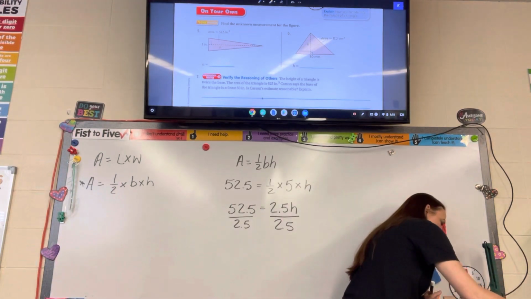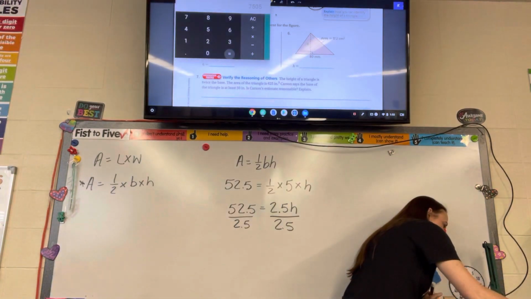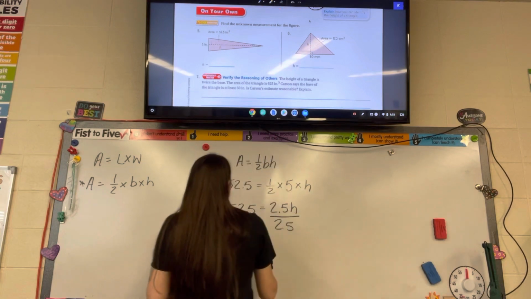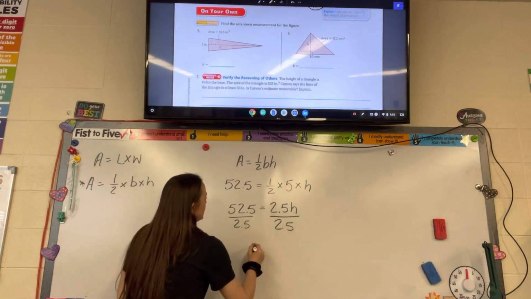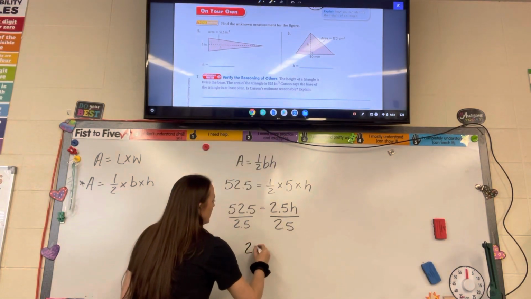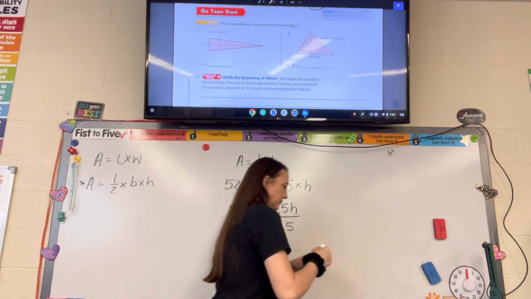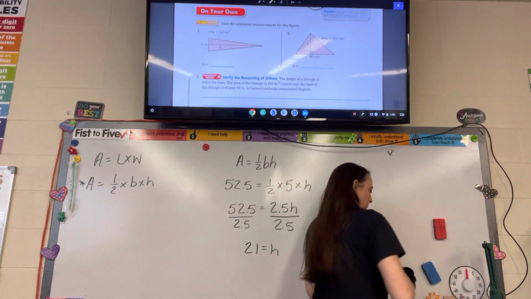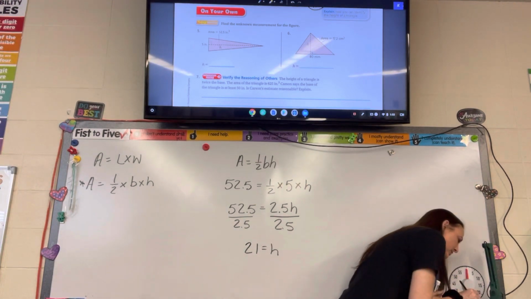I'll pull that up on the calculator. 52.5 divided by 2.5 equals 21. So the height, let's see here. So 21 equals h. So 21 inches.